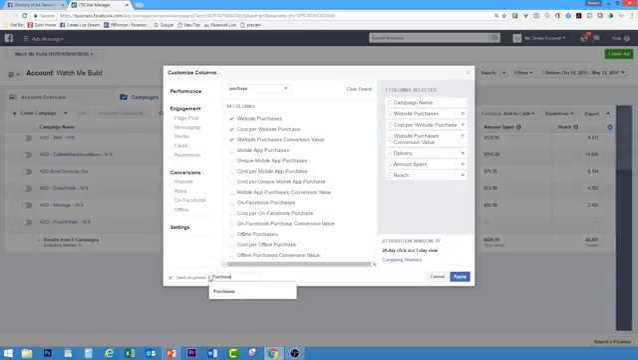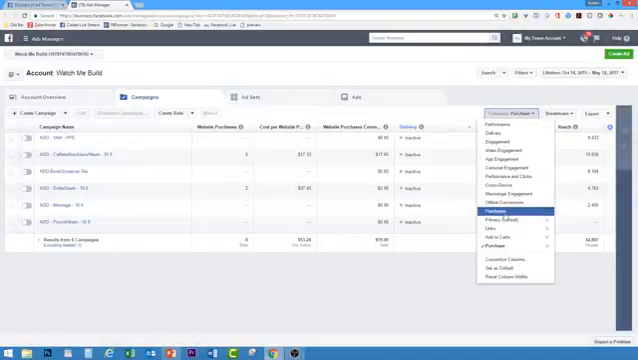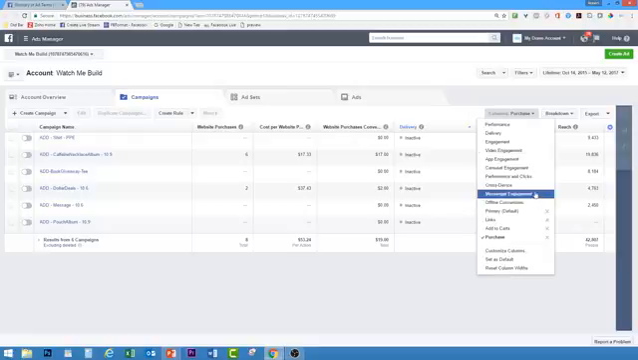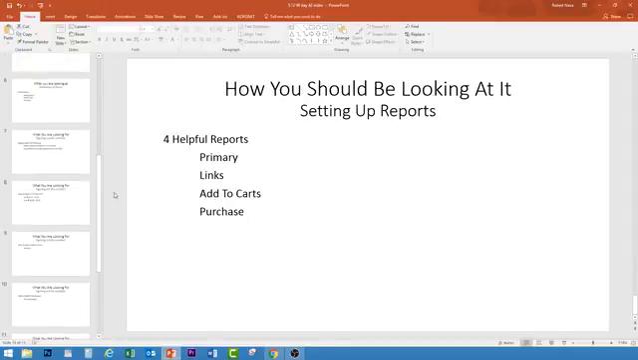Now I have my 4 primary reports, and I had an extra one already there, so let's go ahead and get rid of that one. So those are the 4 that you need. Primary, which you can make your default by clicking Set as Default, and then you want your links, your Add to Carts, and your purchases, because that gives you the information that you need according to the slides that we just went over. That's the information you need, right?